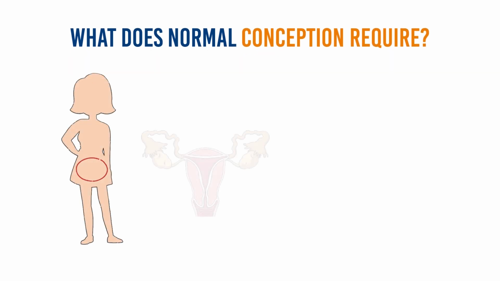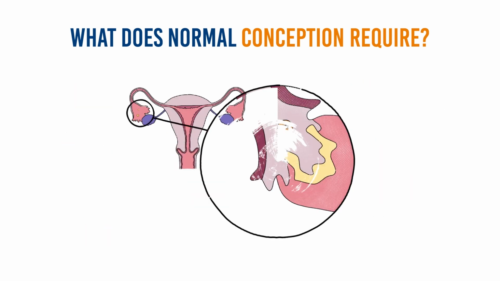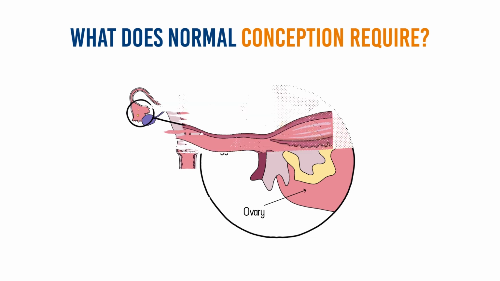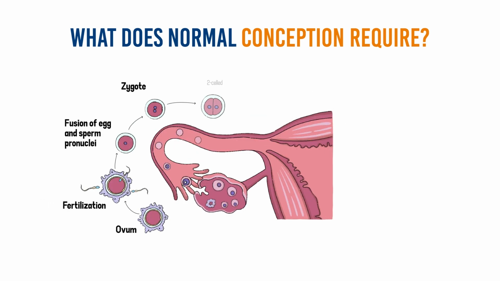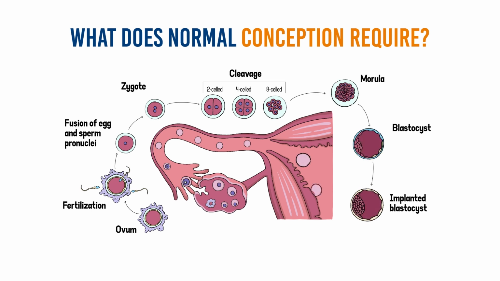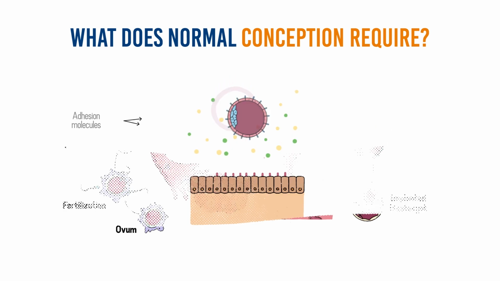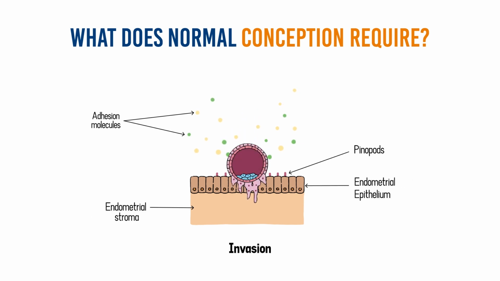For conception to occur, the following are required. For the woman, adequate oocytes or eggs in ovaries. Occurrence of ovulation, and the oocyte is released by the ovary and enters the fallopian tube. The oocyte travels through the fallopian tube towards the uterus. The fallopian tube is where the sperm meets the oocyte and gets fertilized. The fertilized egg then successfully implants in the lining of the uterus.